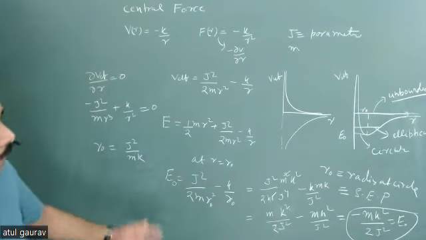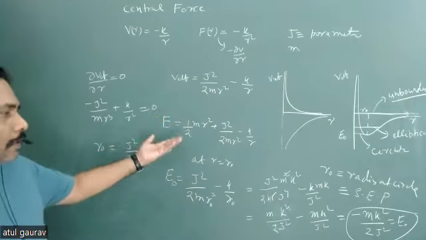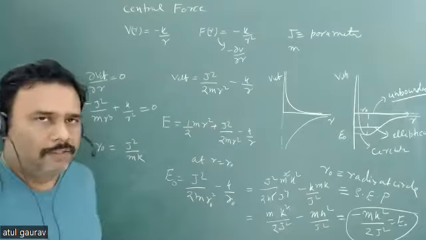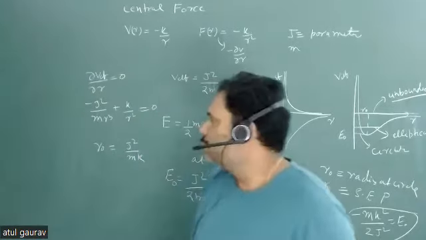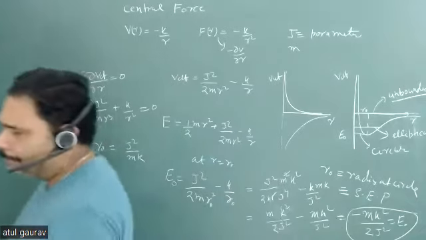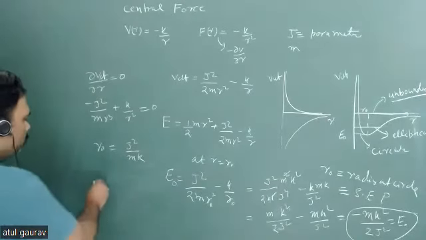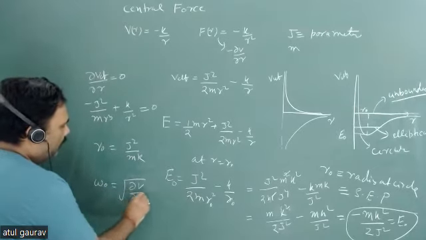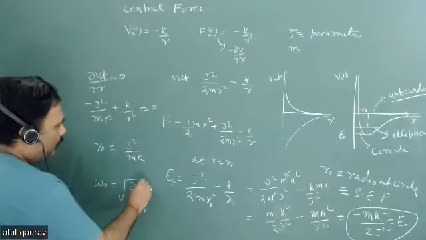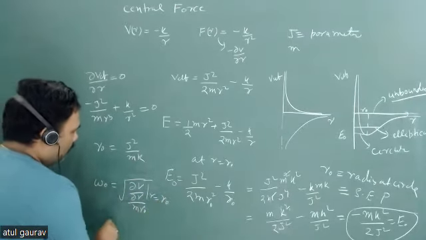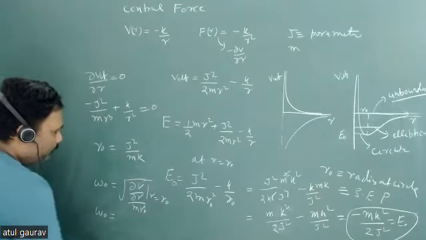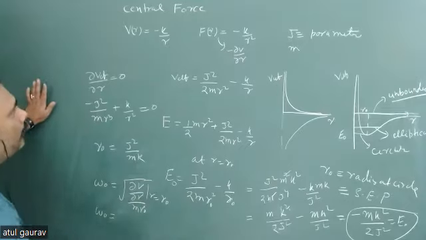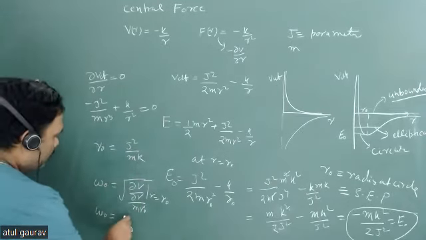And you can similarly calculate the angular frequency for circular orbit, and you can also calculate the angular frequency for elliptical orbit. Can you calculate it? How will you calculate the angular frequency for the circular orbit? Del V by del R. Very good. So omega naught is equal to del V upon del R upon m R naught, and this is at R equal to R naught. So what is your omega naught? That is k upon R square, isn't it?